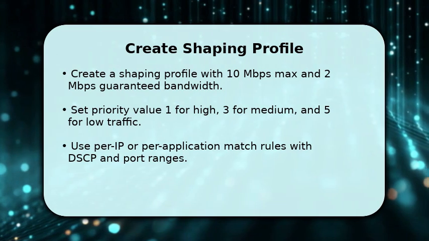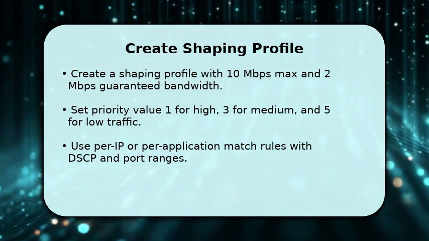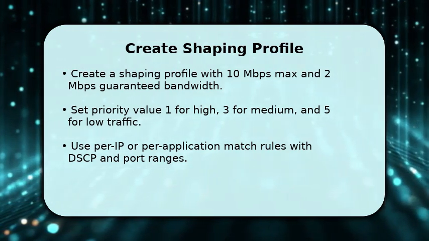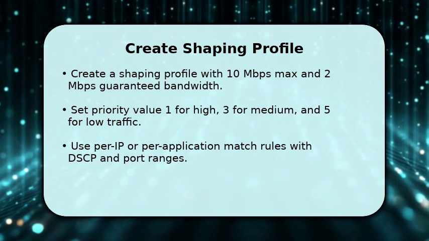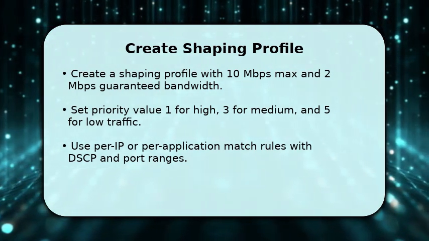Set priority values, 1 for high, 3 for medium, and 5 for low traffic classes. Configure DSCP rewrite or application matches to classify packets precisely by port and signature. Save the profile and name it clearly.